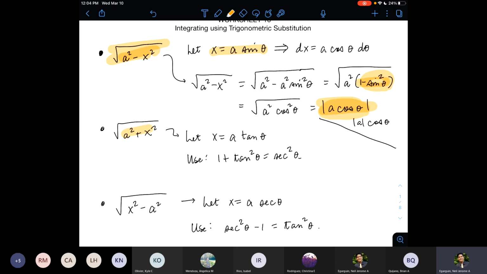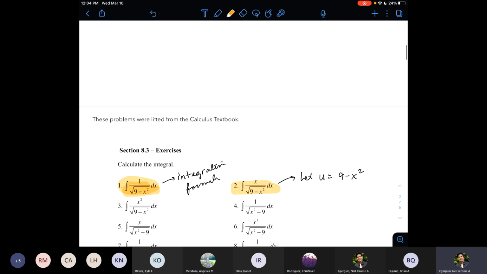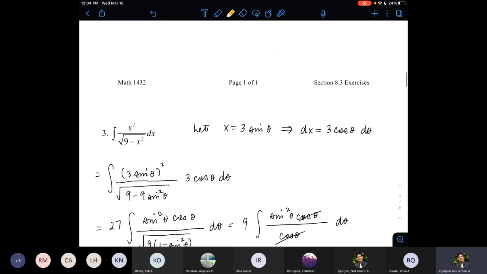And the same thing for a squared plus x squared. The only difference is that the motivating identity here is that 1 plus tangent squared theta equals secant squared theta. So we want to replace x squared by a squared tangent squared theta, so that we can use the identity secant squared theta. All right. And the same thing for secant. And I guess last time we considered 3 examples.